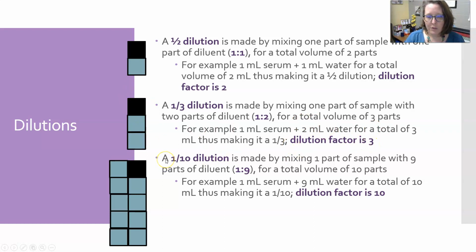A 1/10 dilution is made by mixing 1 part of sample with 9 parts of diluent, so it's a 1-to-9 if you write it as a ratio. The total volume is 10 parts, so again, if you had 1 ml of serum and 9 ml of water, for a total of 10 ml, it's a 1/10 dilution, and the dilution factor then is 10. That's what you would multiply the results back by to get your initial concentration.